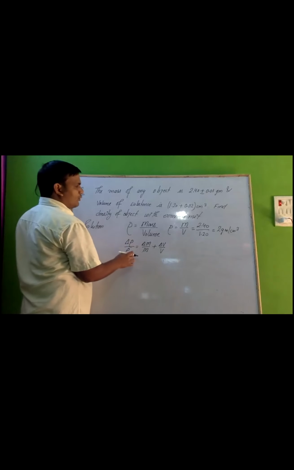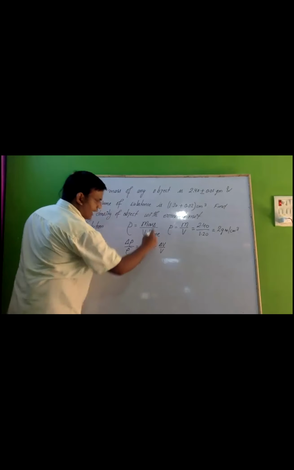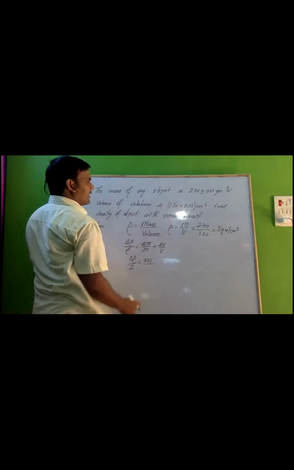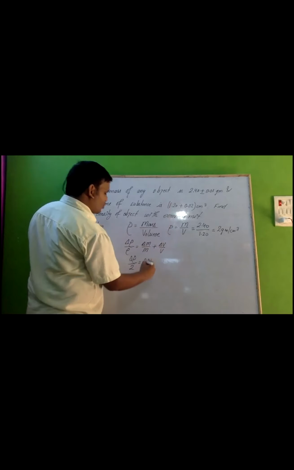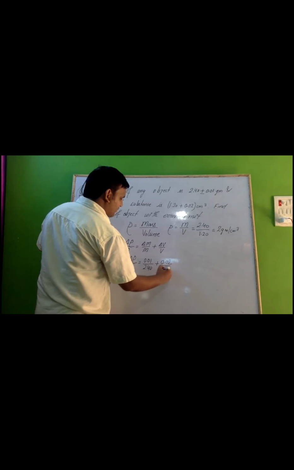Delta rho we have to calculate. The rho is 2. So delta rho divided by 2. The delta m is 0.01, and m is 2.40, plus 40, this will be 0.02, 1.20. Okay, you can just calculate it.